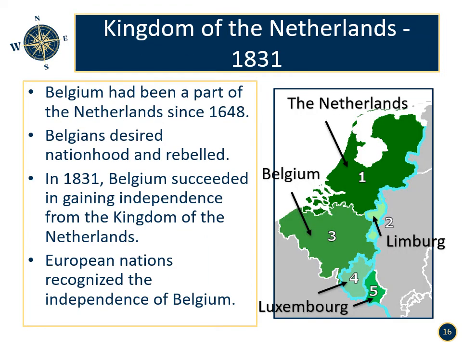The Kingdom of the Netherlands, 1831. Originally, the United Kingdom of the Netherlands had included the Netherlands, Belgium, Limburg, and Luxembourg. Belgium had been a part of the Netherlands since 1648, following the Treaty of Westphalia. Belgians desired nationhood and rebelled. In 1831, Belgium succeeded in gaining independence from the Kingdom of the Netherlands. European nations recognized the independence of Belgium. Britain would especially pledge loyalty to Belgian independence, a decision that would come back into the spotlight in 1914, when Germany invaded Belgium to begin the First World War.